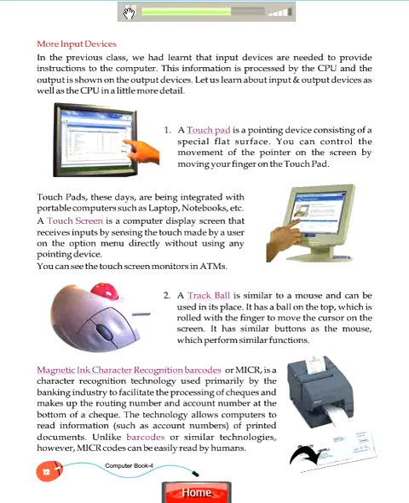Magnetic Ink Character Recognition, or MICR, is a character recognition technology used primarily by the banking industry to facilitate the processing of checks, and makes up the routing number and account number at the bottom of a check. The technology allows computers to read information such as account numbers of printed documents. Unlike barcodes or similar technologies, however, MICR codes can be easily read by humans.